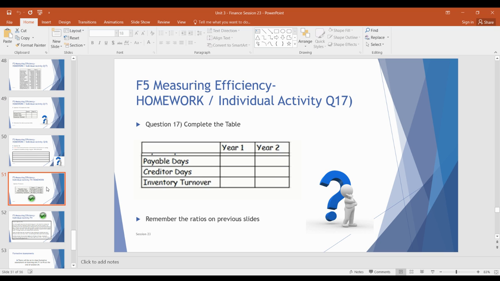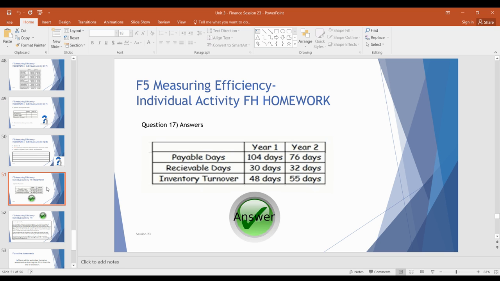And the answers. So the answers are on the screen. I've not shown you how we've got there. So what we would like to do is to go through the answers individually. So if you got 104, I want you to describe how you've got there, and the teacher will write it on the board.